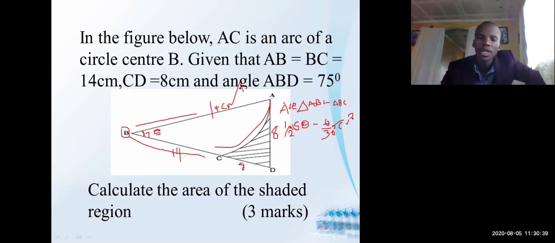So that is the formula that we are going to use. So kindly check on that. Where AB here will be 14. Now BD will be 14 plus 8, which is now 22. So we'll have a half times 14 times 22 times sine 75 minus 75 over 360 times 14. So now let's check the next slide how we did.